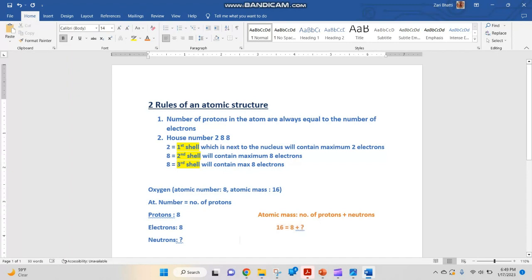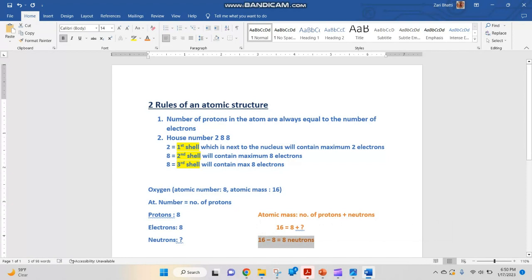Now we have placed the values. Now we need to figure out the values. So following the simple math rule, we'll change the position of 8, we'll bring it on the other side. 16 minus 8 is equal to 8 neutrons. This is how we find out the number of neutrons in an atom.